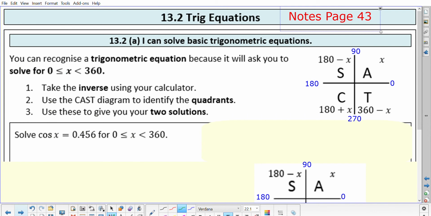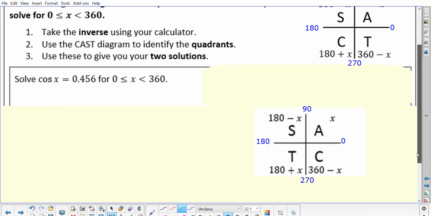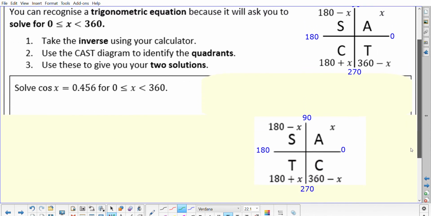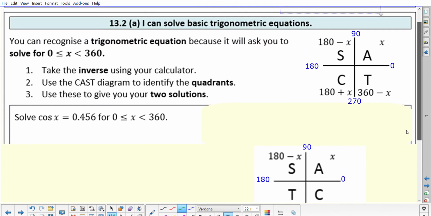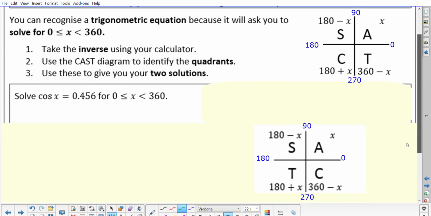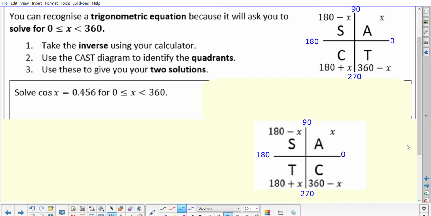So let's look at the examples on your pages. The first one is in your notes, page 43. It says you can recognise the trigonometric equation because it will ask you to solve for angles between 0 and 360. So solve for 0 less than or equal to x less than 360. You're going to be using the inverse on your calculator, so that's like sine to the minus 1, cos to the minus 1, and so on. You will need to use your CAST diagram, and you need to be able to come up with your two solutions.